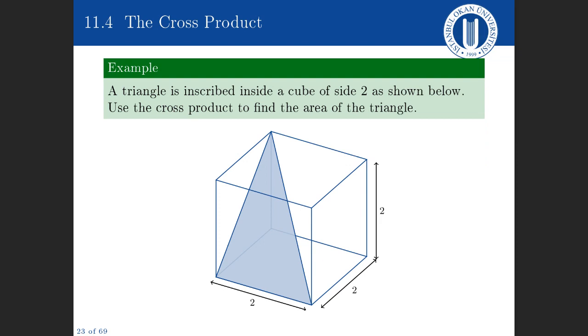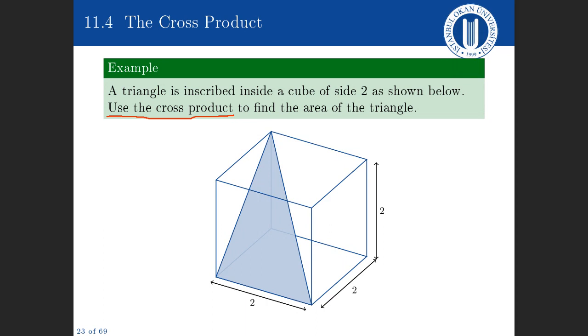Here's an example which I don't think is in the textbook, but it's an interesting example. A triangle is inscribed or drawn inside a cube of side 2, as shown in this picture. Use the cross product to find the area of the triangle. Now, be careful if you're given a question like this. If you're told to use a particular method, then you have to use that method. If you answer this question using a different method, then you would get 0 points, even if you correctly found the area of the triangle. This question says we must use the cross product.